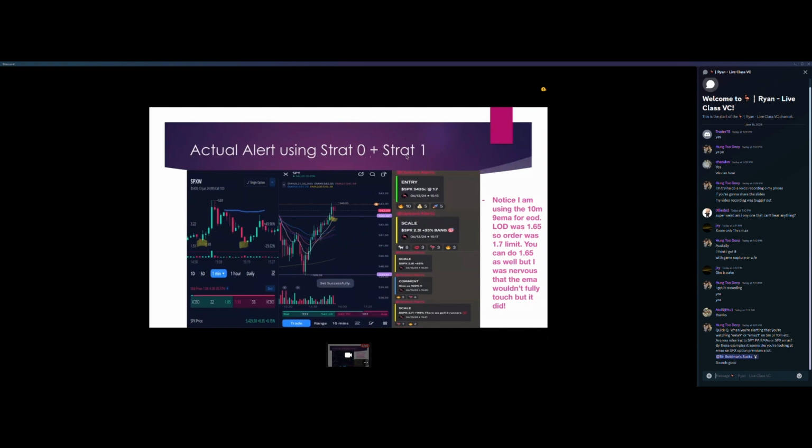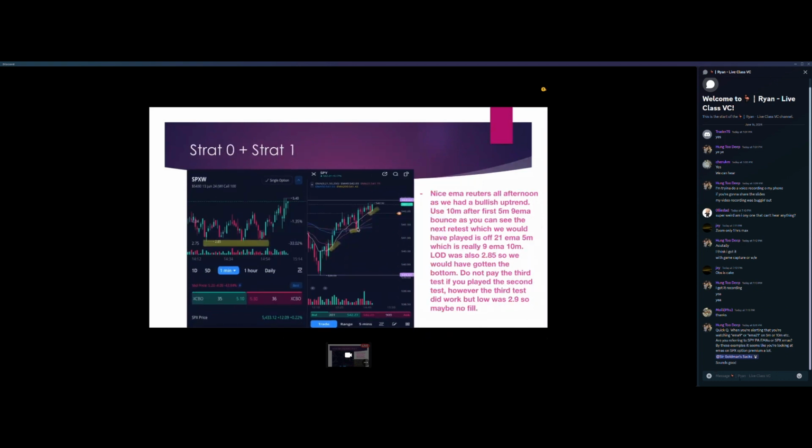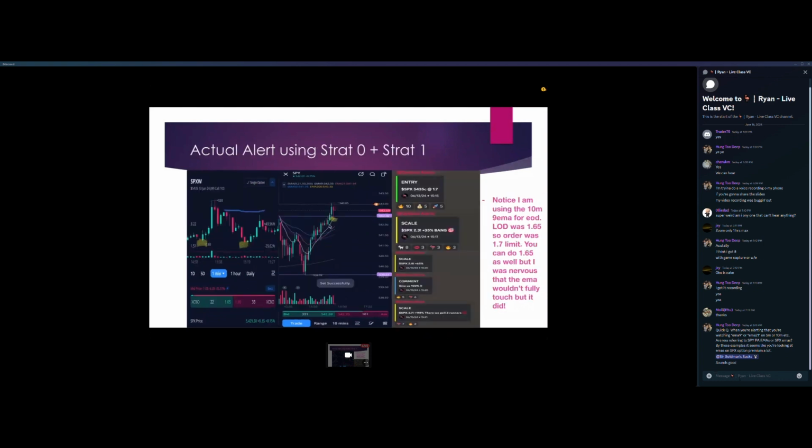So this is an actual alert using strat 0 and strat 1. This is towards the end of the day, 3 p.m. So that's why the contracts are really cheap. But notice I'm using the 10 minute now. So talking about 5 minute 21, now I'm using the 10 minute because it's just clearer. You see how the 10 minute is much clearer for the 9 EMA compared to the 5 minute 21 EMA. This one, it did wick below it. That's why you can use the 10 minute because it's clearer.